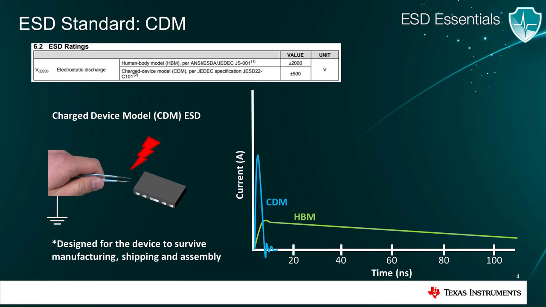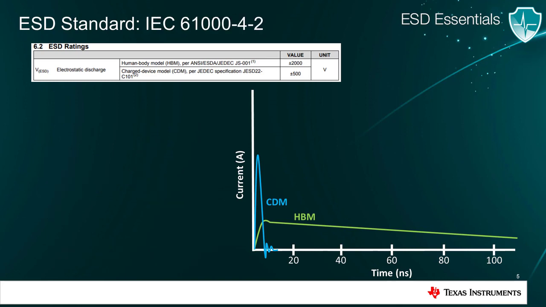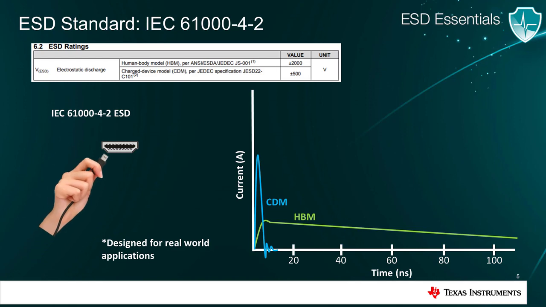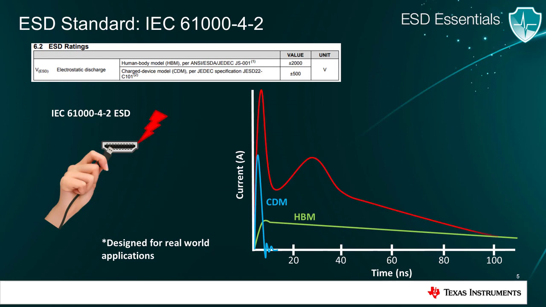However, our last standard, the IEC 61000-4-2 model, is different from HBM and CDM in that it is designed to measure devices' robustness in real-world applications and is the standard that we should care about when making sure our system is protected against ESD. This waveform is characterized by a sharp and narrow first peak and a broader peak around 30 nanoseconds.